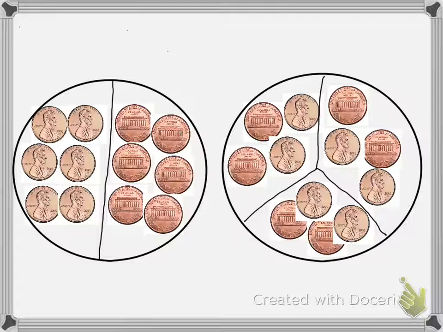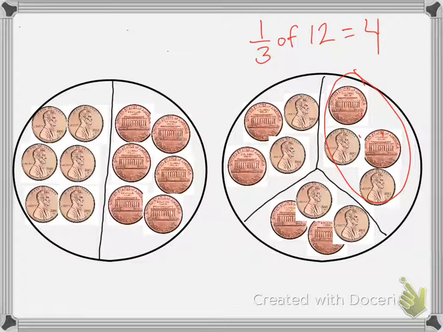If I wanted to divide it into thirds, so here I've got it circled into thirds. So I know that 1/3 of 12 pennies is going to equal however many are in 1/3. In this case, there are 4. So 1/3 of 12 equals 4.